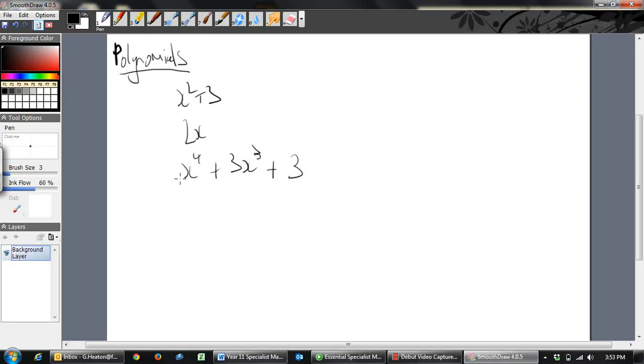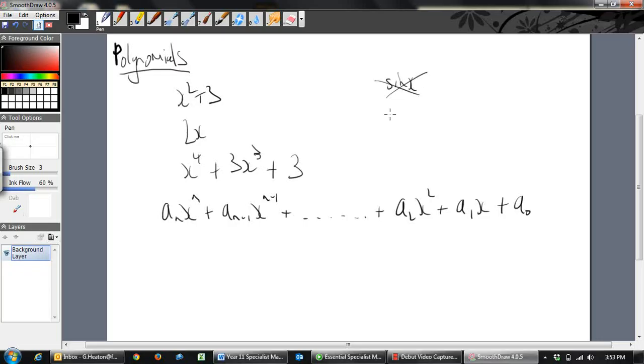They're all polynomials, and what they are is just anything which is in the form a_n x to the n plus a_(n-1) x to the n minus 1 plus, and so on, plus a_2 x squared plus a_1 x plus a_0. So basically it's just anything that looks like this, with powers of x. Just to give you some examples of things that are not polynomials would be like sine x. That's not a polynomial.